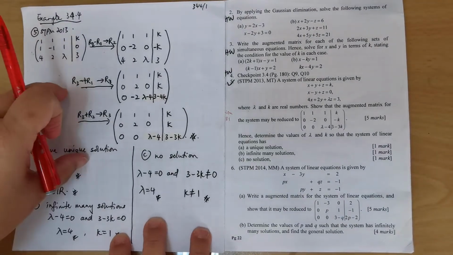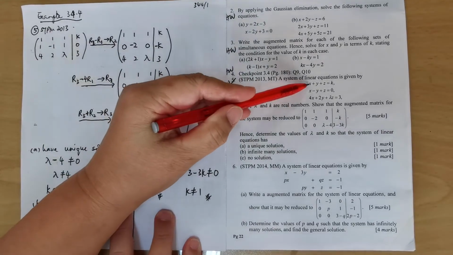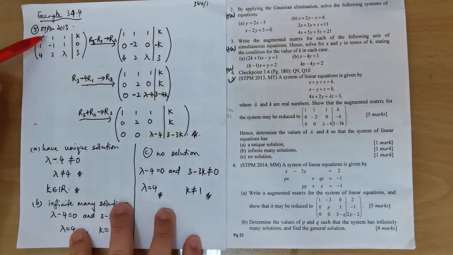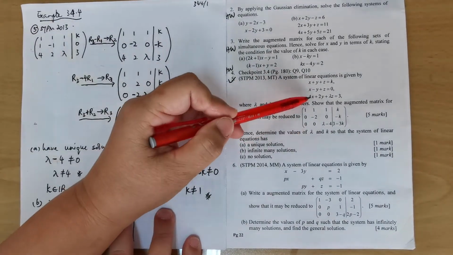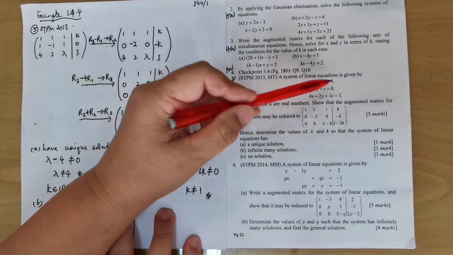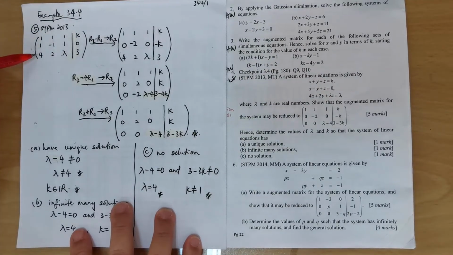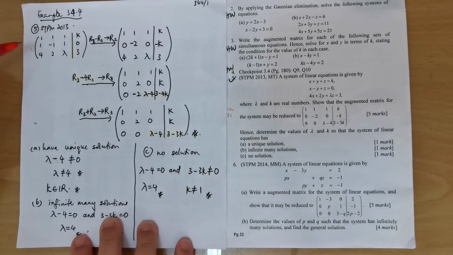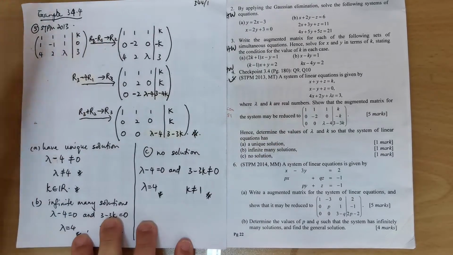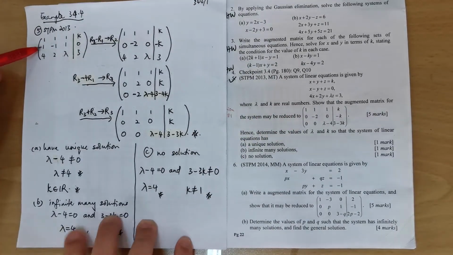First we express in augmented matrix form. All the coefficients for XYZ: 1, 1, 1. 1, negative 1, 1. 1, 1, 1. 1, negative 1. 4, 2, lambda. XYZ no need. So k, 0, 3. Now the question wants us to express in this form. This one is already 1, so no need to do anything. The second one, we have to change this one to 0.